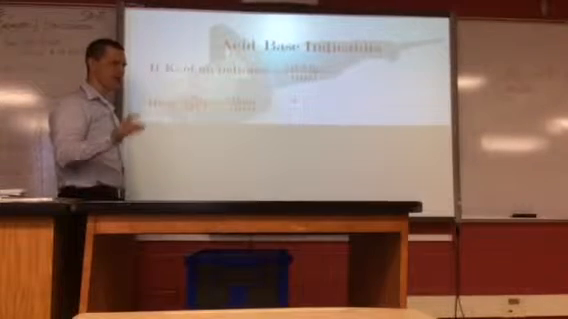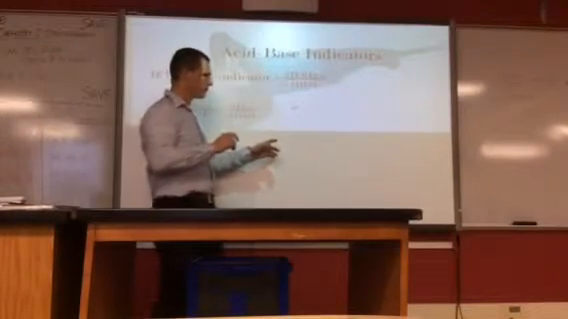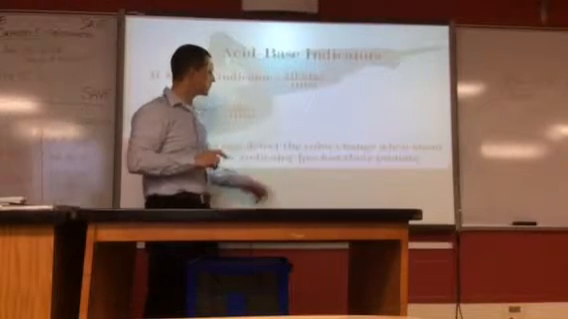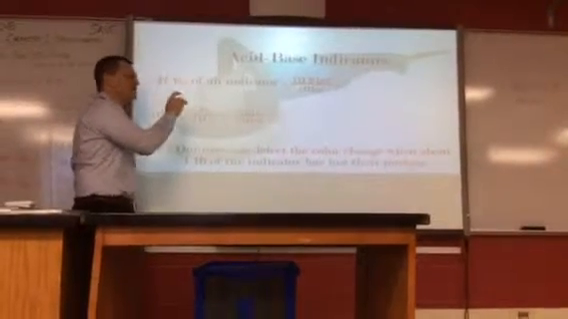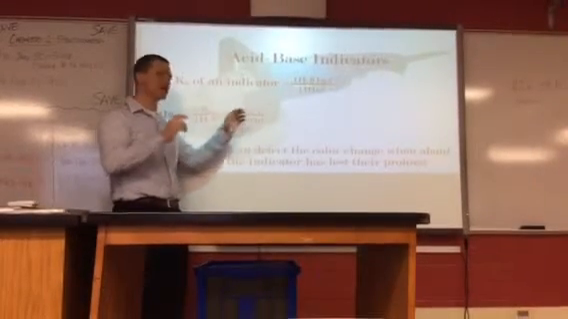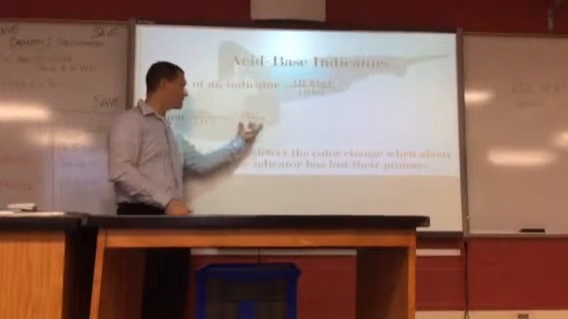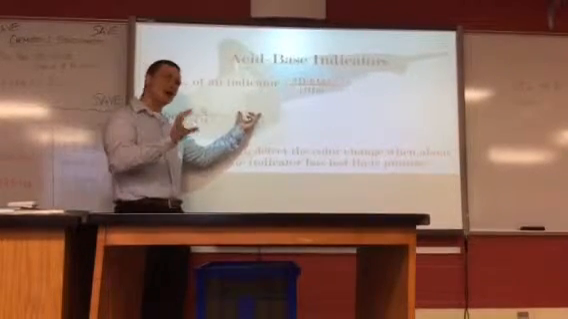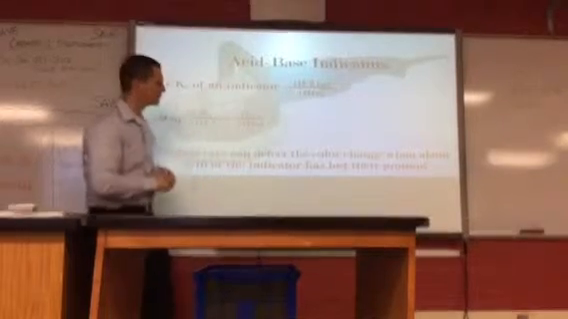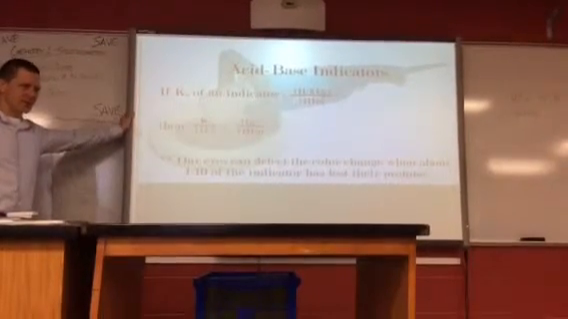Okay, now here's the good part about indicators and how they change color. When the color starts to change, when there's about 10% of one of the colors, your eyes are going to be able to detect it. You still see the original color, but you're going to start to see the other color coming in, when there's about 10% of the base.